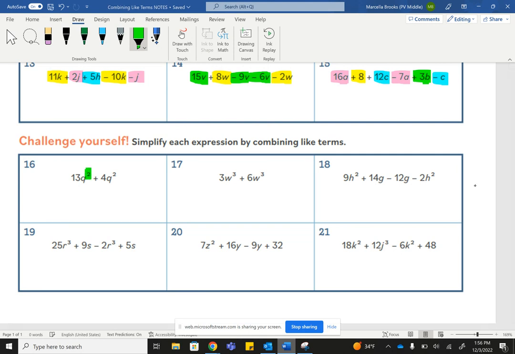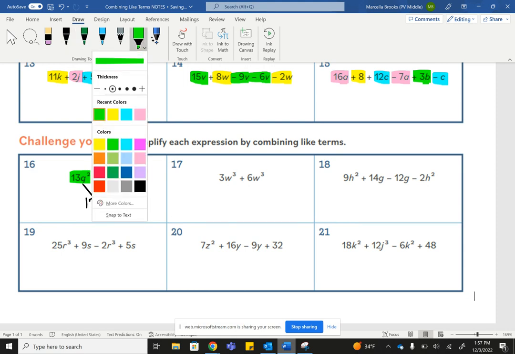Remember, exponents are these little tiny numbers that are in superscript. That's what it means when they're slightly above the variable or number. So here we go. We have 13q squared plus 4q squared. These are like terms because not only do they have the same variable, but they both have the same exponent. So all you need to do is add them together. 13 plus 4 is 17. Don't forget to add the q squared. So we got 17q squared because we added the 13q squared plus the 4q squared.